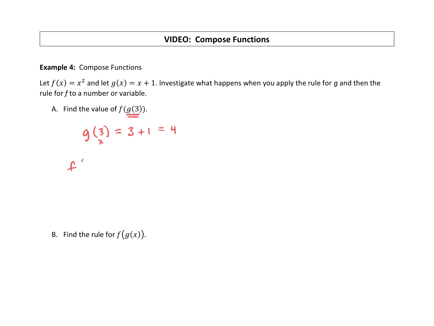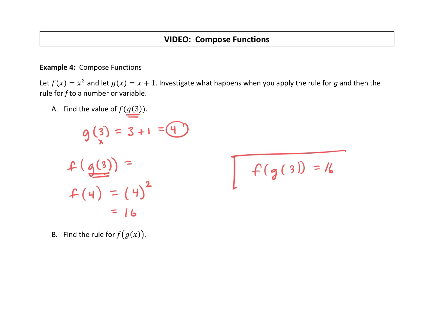Now we're going to find f of g of 3. Well, we know the value of g of 3 is 4, so we're just going to substitute that in and find f of 4. So whatever we got for our g of 3 function, that's what we evaluate in our f function. So f of 4, our f function is x squared, so we're just going to substitute in a 4 and square it, and we get 16. So f of g of 3 has an end value of positive 16.